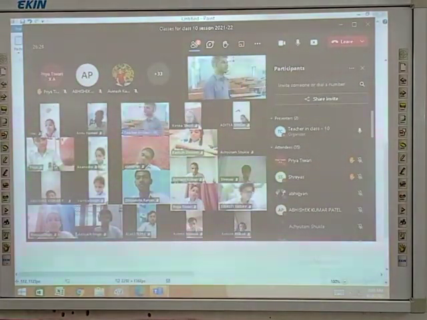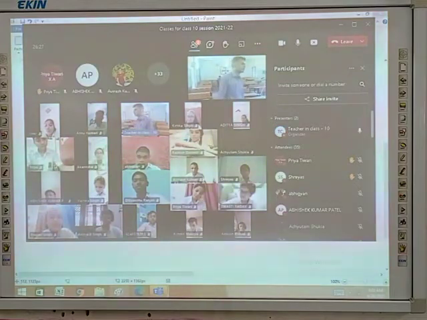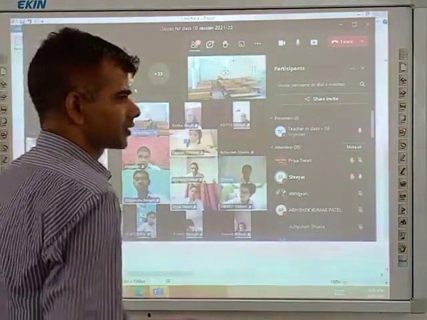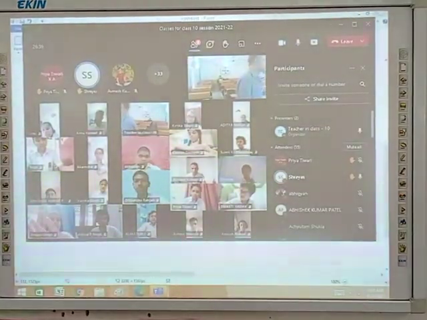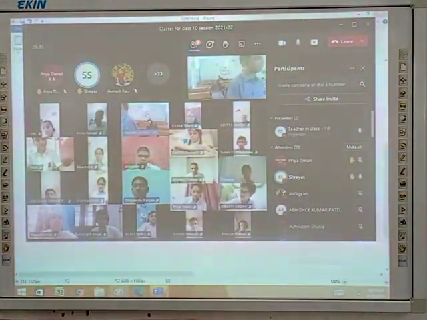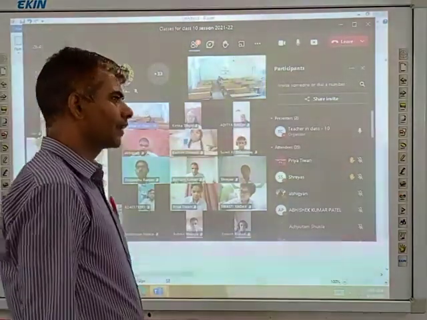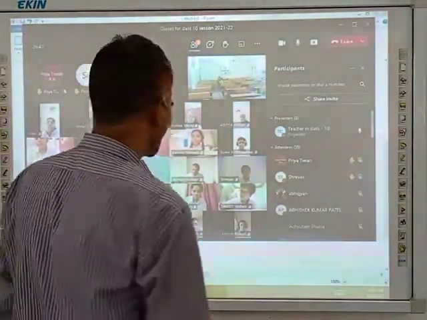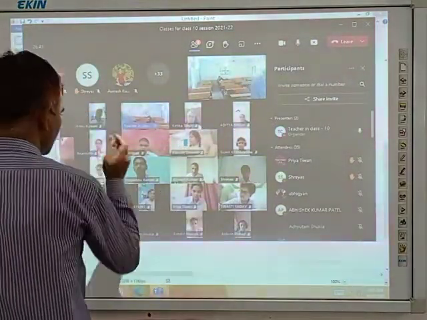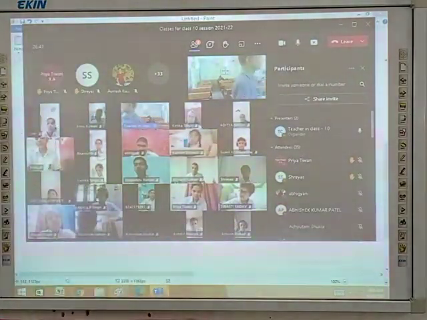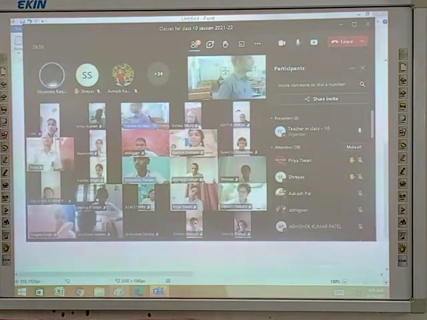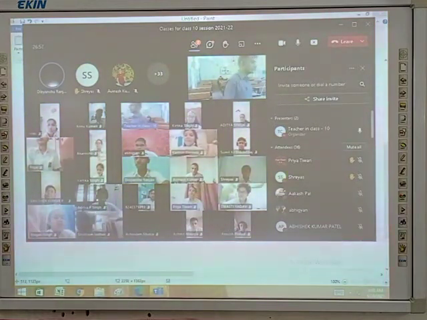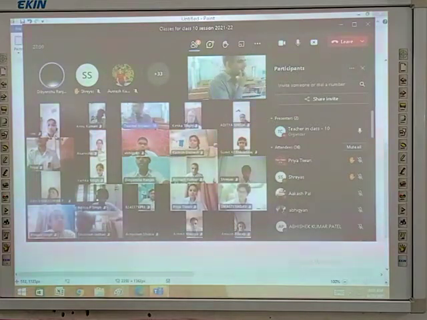Shreyas, what are real numbers? Very good students. Is 2 plus 3 root 5 a real number? Divyanshu Ranjan, 2 plus 3 root 5 is a real number.